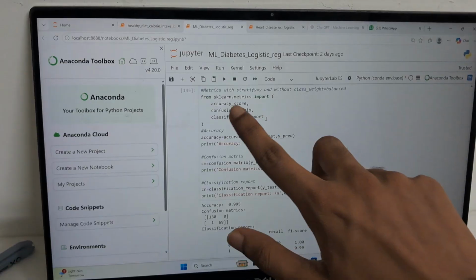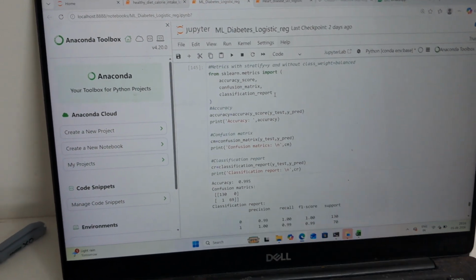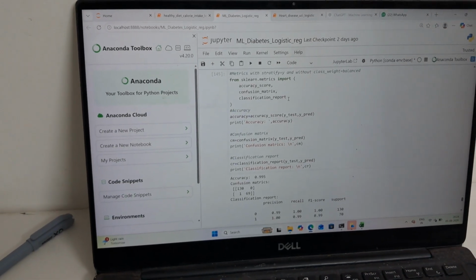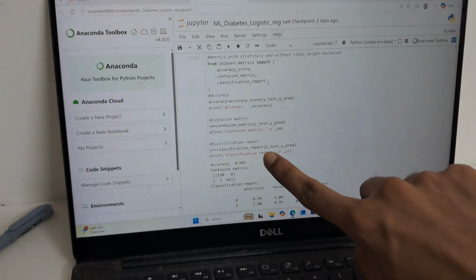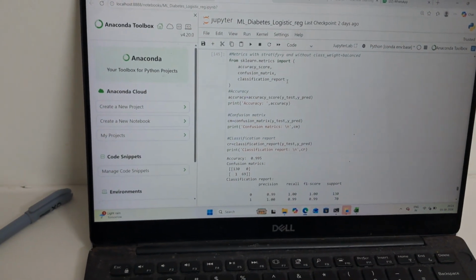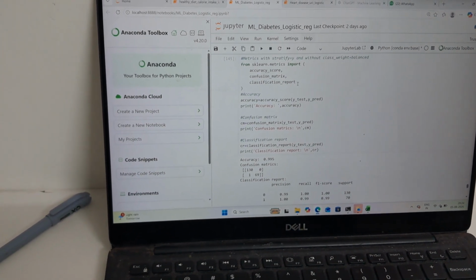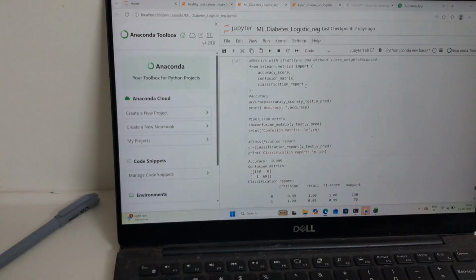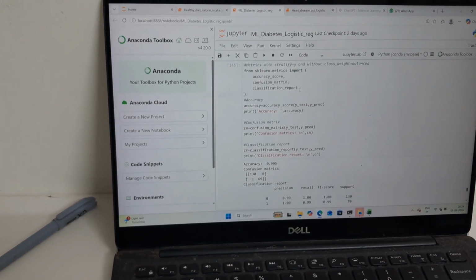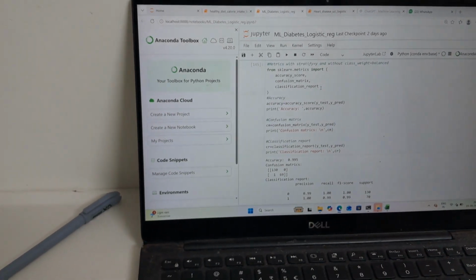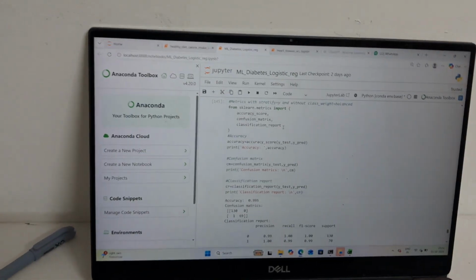For that, metrics, accuracy score, you will get the accuracy. So it is 99.5%, accurate in predicting diabetes and non-diabetes both. But this accuracy alone is not enough. Your model is 99.5 percent accurate in predicting both diabetic and non-diabetic cases. But how accurate is it in predicting diabetes, and how accurate is it in predicting non-diabetes?